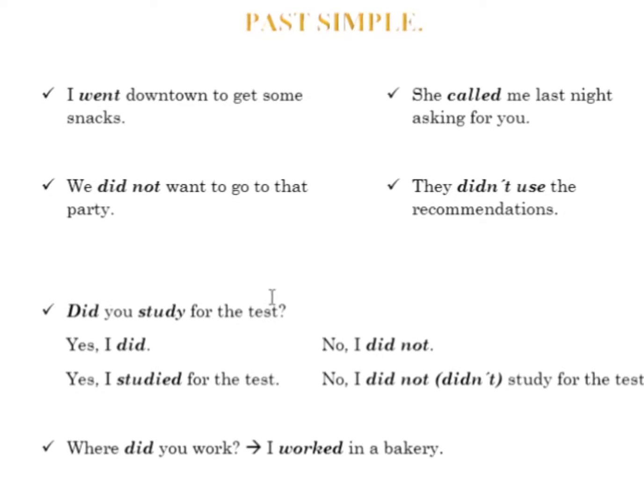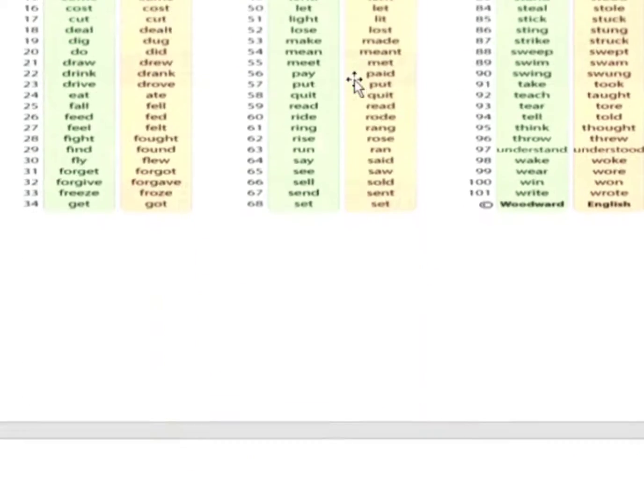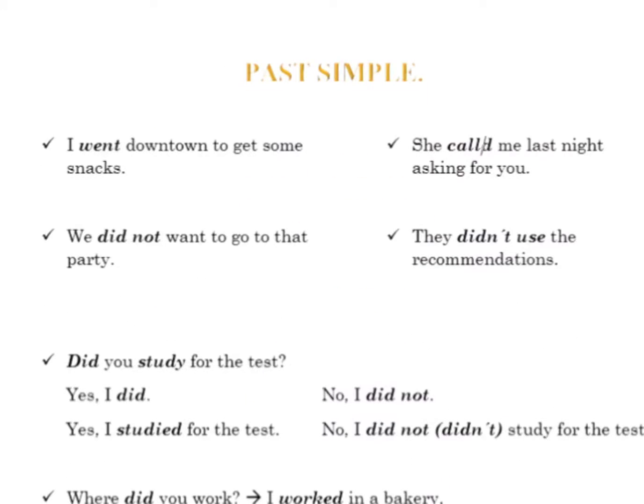So now let's see some examples, like affirmative, negative sentences, also questions in the past simple form. So I went downtown to get some snacks. In this case, we have to use the subject, the verb in past, and the complement. Here, she called me last night asking for you. Okay, listen to the pronunciation, called. It's like this, called me, because the final sound is an L. Okay, so she called me last night asking for you.